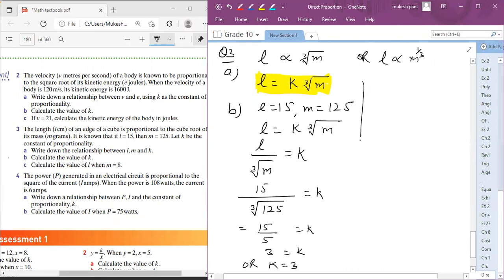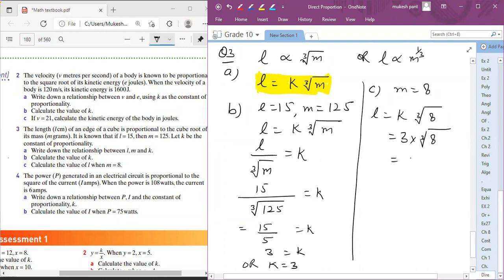Now look at part C. M equals 8, and we have to find L. So L equals k times the cube root of 8. K equals 3, times the cube root of 8, which is 2. 3 times 2 is 6. So L equals 6. Note this down, please.